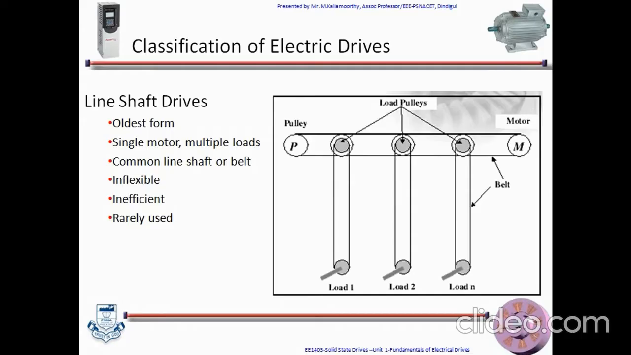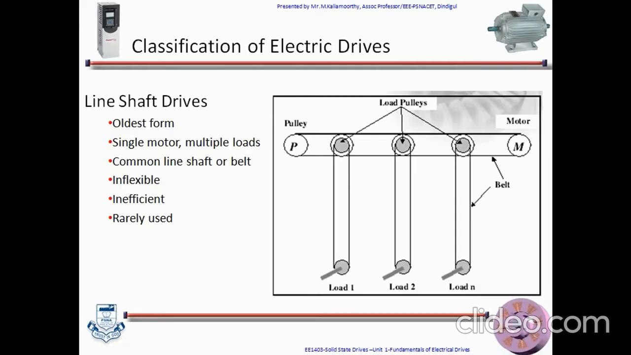Here I have a single motor, which is driving many loads, n number of loads, each having a single pulley. These are all the load pulleys. And here I have a line shaft, which is connected through a belt between these two.